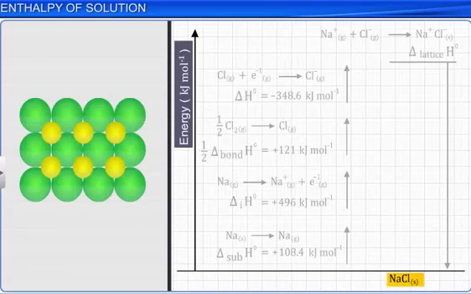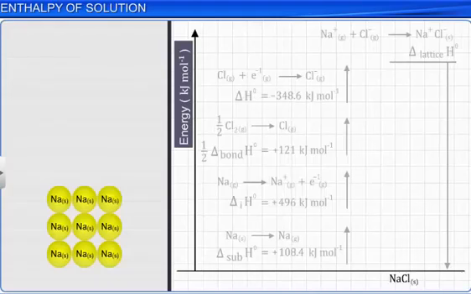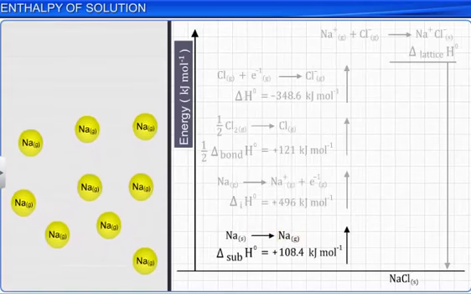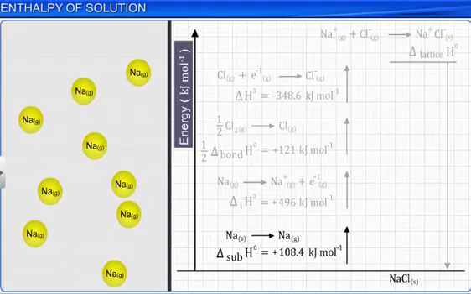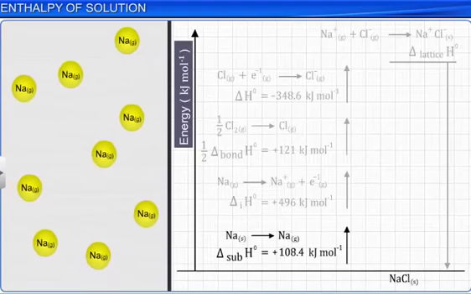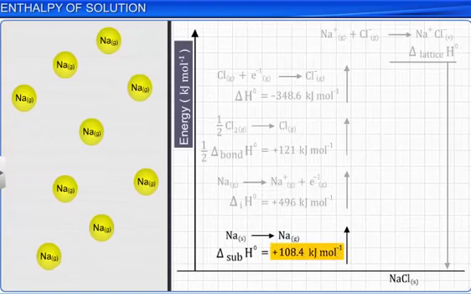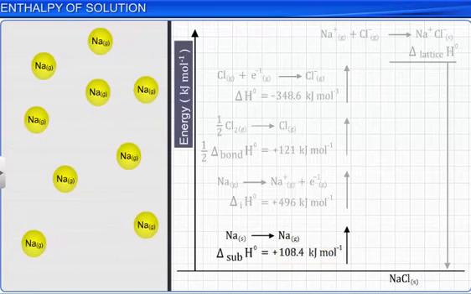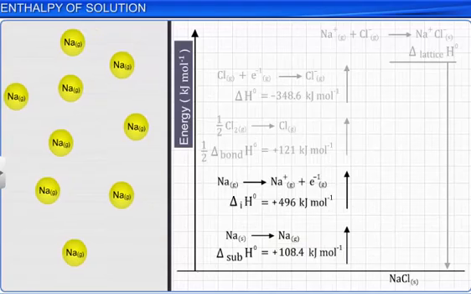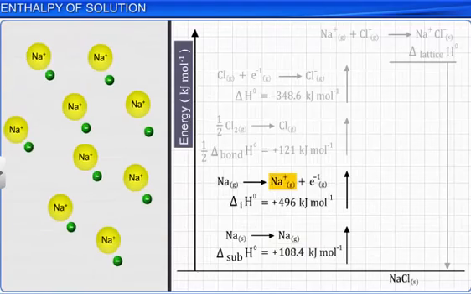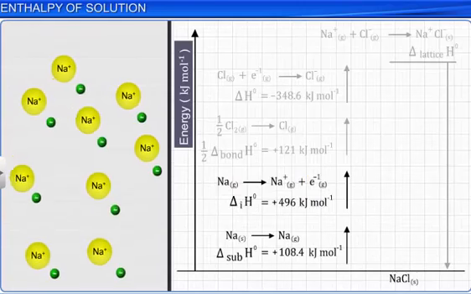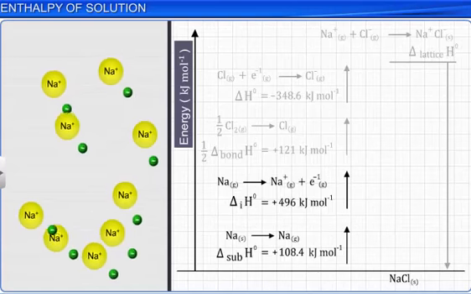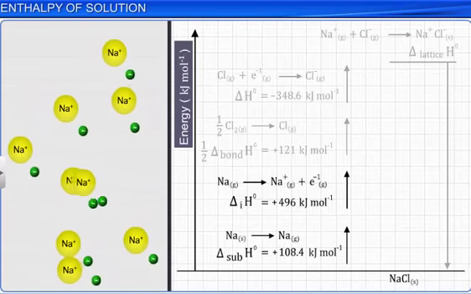First, solid sodium changes to gaseous sodium atoms. The enthalpy change involved in this step is known as enthalpy of sublimation, and its value is plus 108.4 kilojoules per mole. In the next step, gaseous sodium atoms are ionized to form sodium plus 1 ions. The enthalpy change involved in this step is called ionization enthalpy, and its value is plus 496 kilojoules per mole.